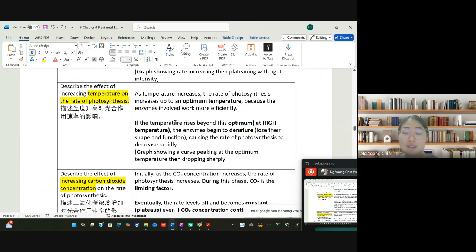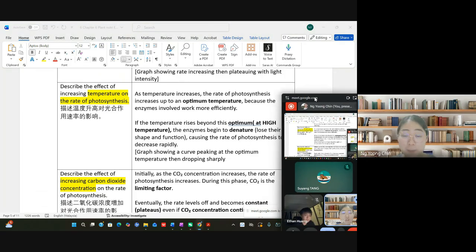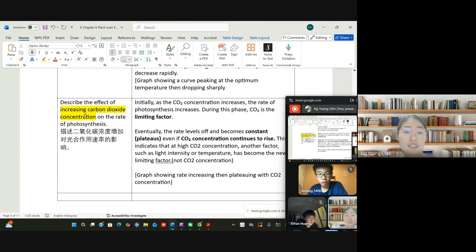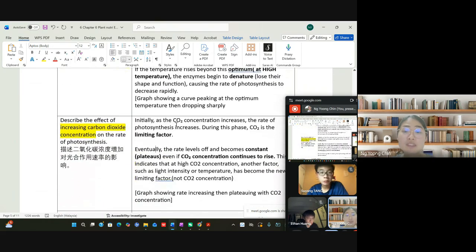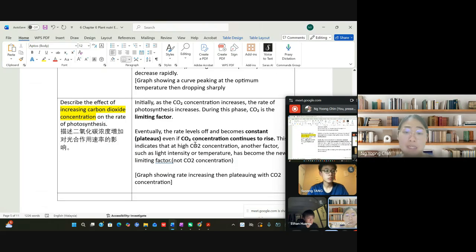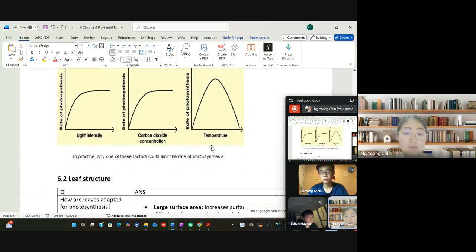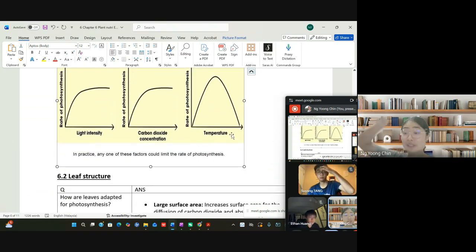If the temperature becomes too high, it will denature the enzyme also, because the photosynthesis process is also a kind of enzyme catalyzed reaction. So that's why temperature cannot be too high. It should be in the optimal range of temperature. For the carbon dioxide concentration, it is the same as the light intensity: when you increase the carbon dioxide concentration, you will reach a plateau again, until other factors become the new limiting factors. So here's a curve, we need to recognize the curve.